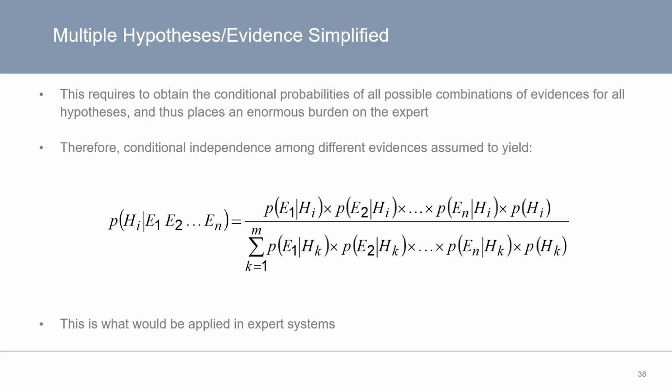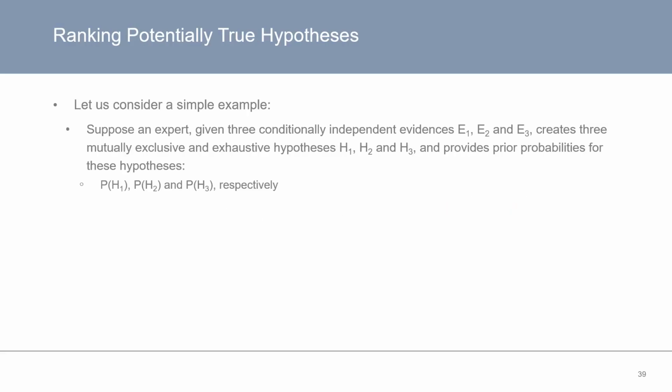This equation is what would most commonly be applied in expert systems that rely on a more formal, probabilistic framework for calculating uncertainty. Next, we're going to transition into thinking about ranking potentially true hypotheses given different bits of evidence. So let's examine this simple example where we have an expert who's given 3 conditionally independent evidences, E1, 2, and 3, and they create 3 mutually exclusive and exhaustive hypotheses, H1, H2, and H3.